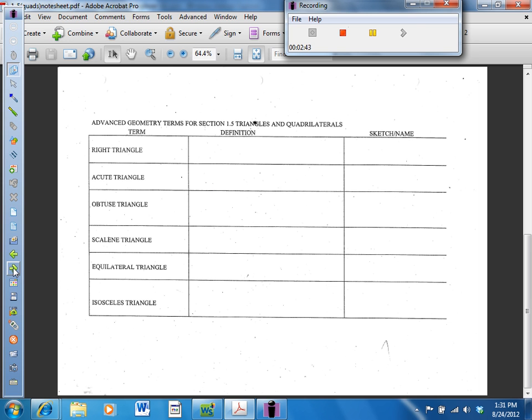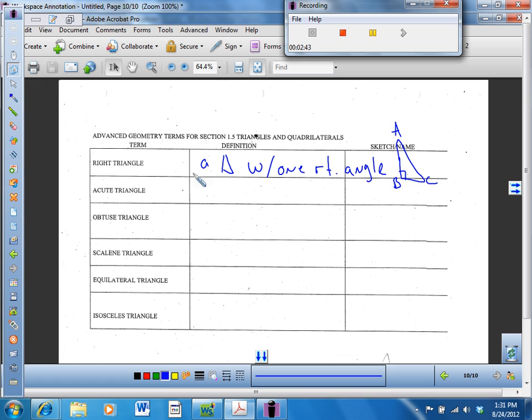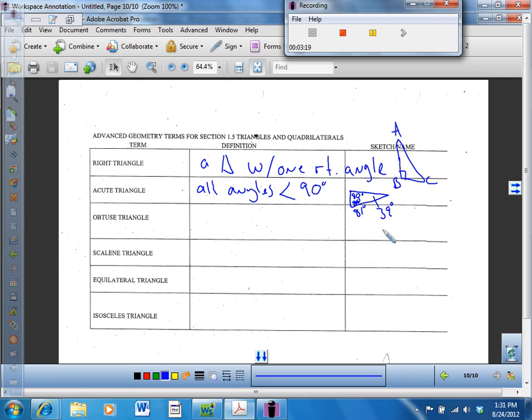So an acute triangle has all angles less than 90 degrees. You can draw a picture of one, as long as you label the angles, like maybe this is 80 in here, maybe this is 80 in here, and let's make it something different, let's make it 81 or something. So that's 80 and that's 81, that would be 39. You know that already, but we won't tell you that.